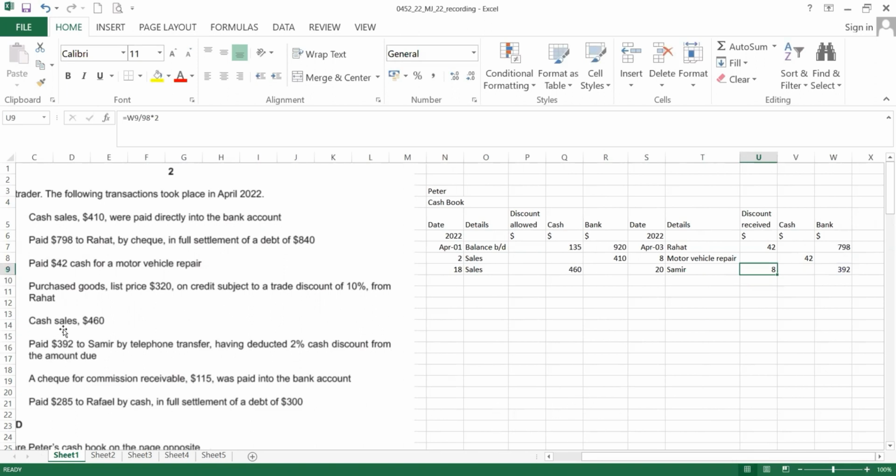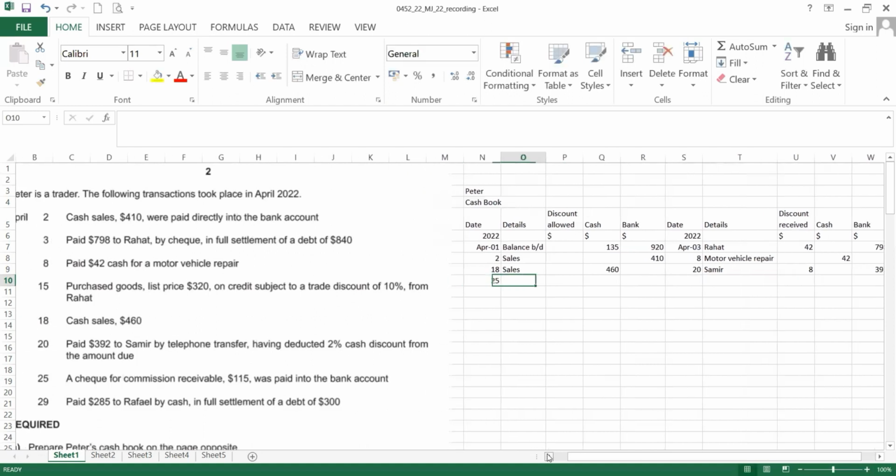Next is cash sales again, a cheque for commission receivable, which was paid into the bank. So that means there is a commission received on the 25th. There is a commission receivable. The amount is the cheque amount, 115. So this is the amount taken in.